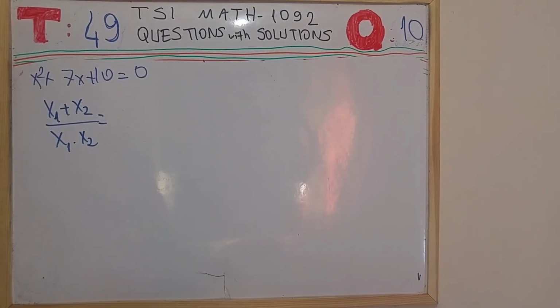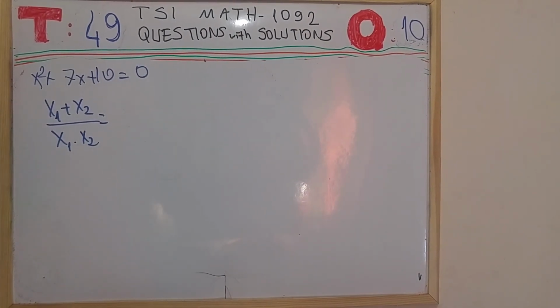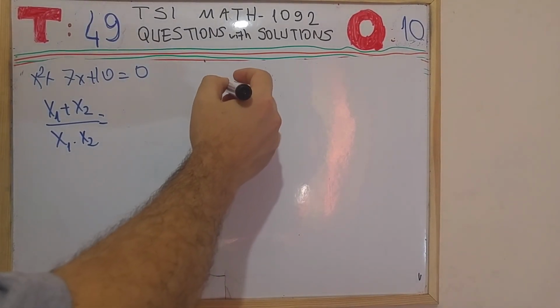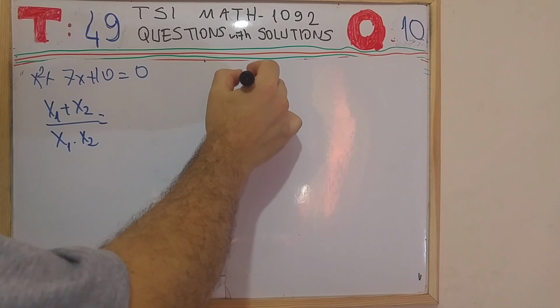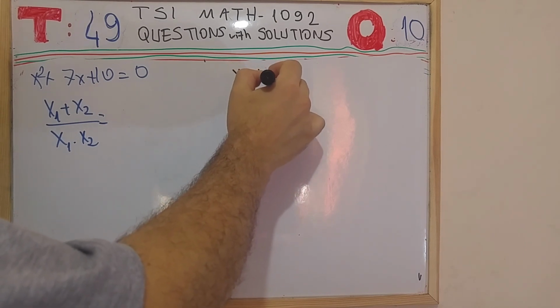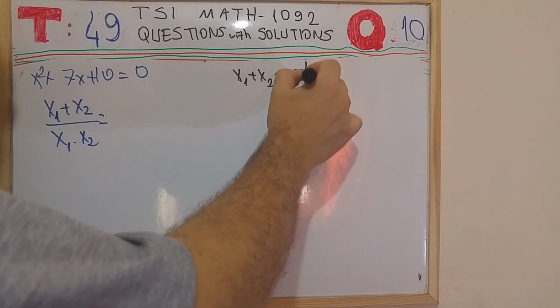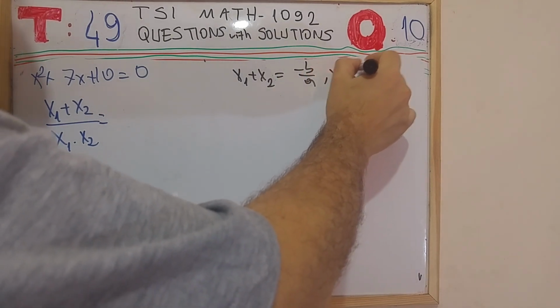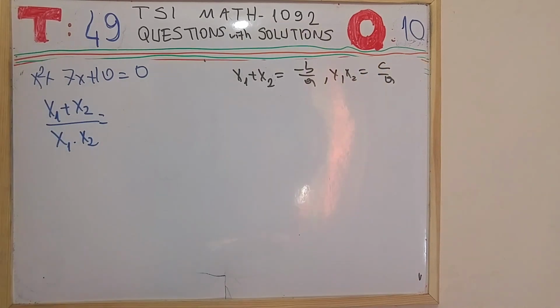We can solve this question in two different ways. One is calculating the roots of this equation from the equation given and summing these up and dividing them by their multiplication, which will take forever. So I would not suggest you do that in the exam. The other one is to remember that the sum of the roots is equal to minus b over a, and the multiplication of the roots is equal to c over a.